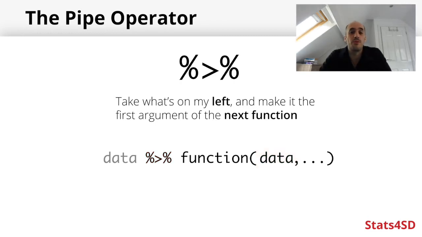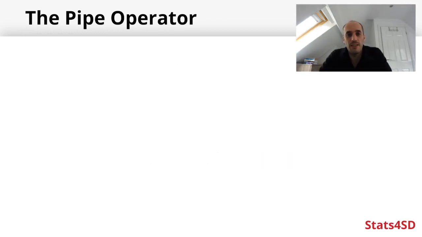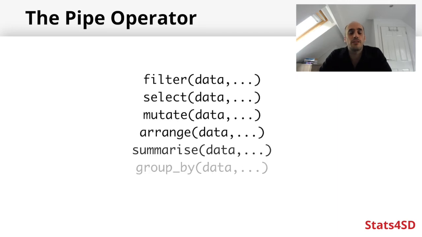And here comes the beauty of what we've seen so far. Each of the 6 core dplyr functions was taking data as their first argument.